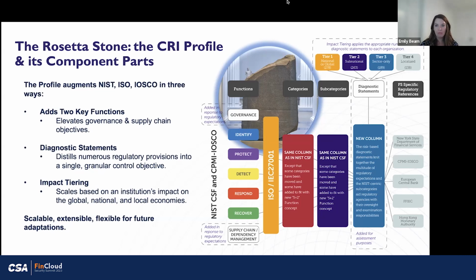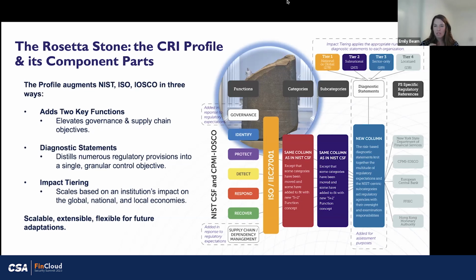We distill those statements and those requirements into one single statement, and then point back to those specific regulatory references. Also, as we were going through this exercise of looking at the different financial sector specific regulatory references and requirements, we saw that there were really 2 additional areas that financial sector regulators were keenly interested in, and that was governance related matters and what we call supply chain dependency management related issues, but you can think of really as your third party risk issues.